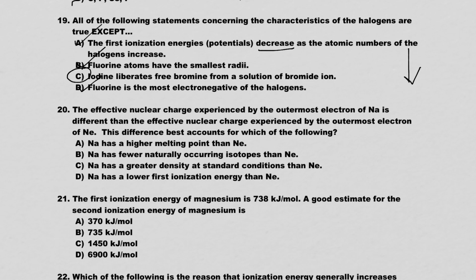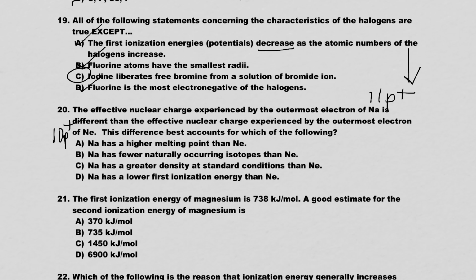Looking at 20, we're talking about effective nuclear charge. So again, we think about protons here. The effective nuclear charge experienced by the outermost electron of sodium, okay, so I'm thinking of sodium. Sodium has 11 protons, is different than the effective nuclear charge experienced by the outermost electron of neon. Neon has 10 protons. So we're talking about how the number of protons attracts the outermost electrons, which we call valence. The difference best accounts for which of the following?